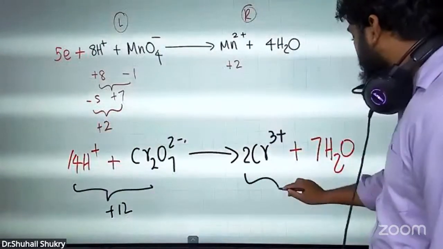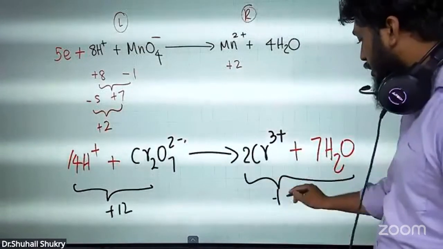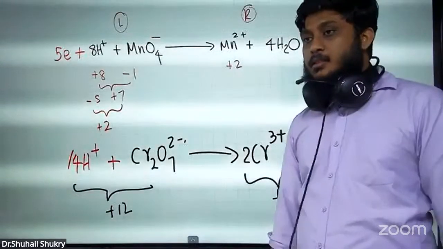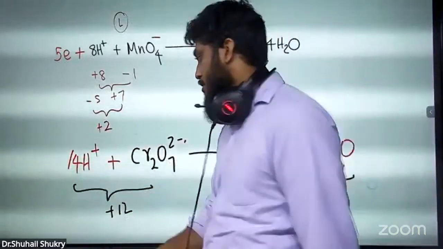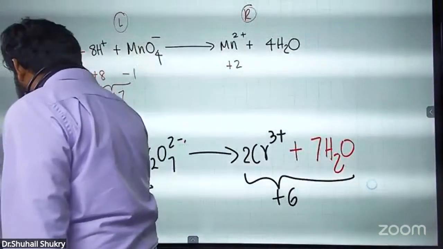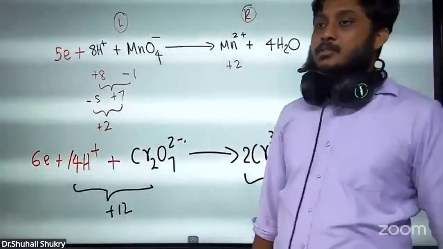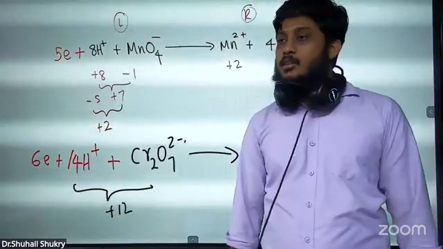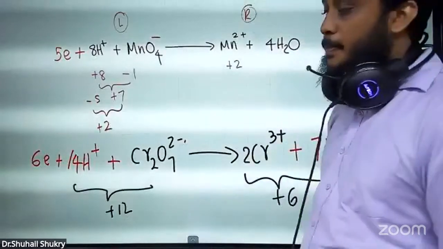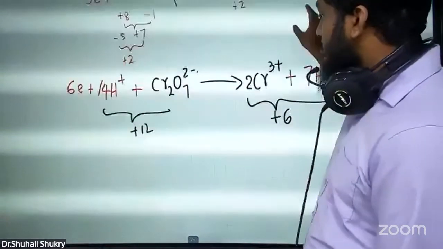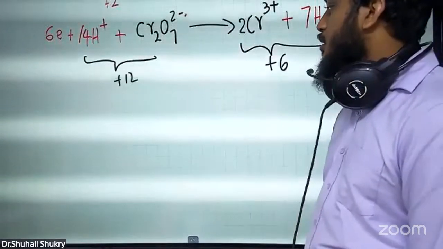What is the charge of this side? 3 plus into 2, plus 6. Now which side has excess charge? For the excess charge, put the electron. How many electrons I have to put? 6 electrons. Then add 6 electrons for this side. Easy. But you should remember Cr2O7 2 minus goes to Cr3 plus. That you should know. Only you have to remember this; the other one you can automatically balance. Now two things are okay. We'll go for another one.